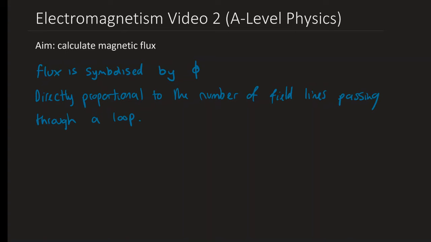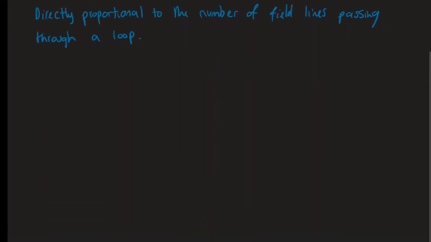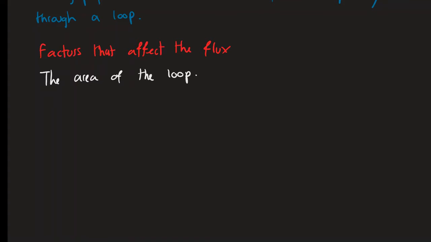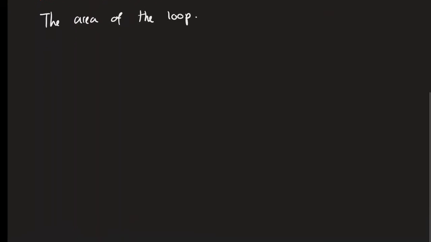Okay, moving on. So we should look at the factors that affect the flux. One factor we should investigate is the area of the loop. To consider this, we'll need to draw a magnetic field and place a loop into that magnetic field.